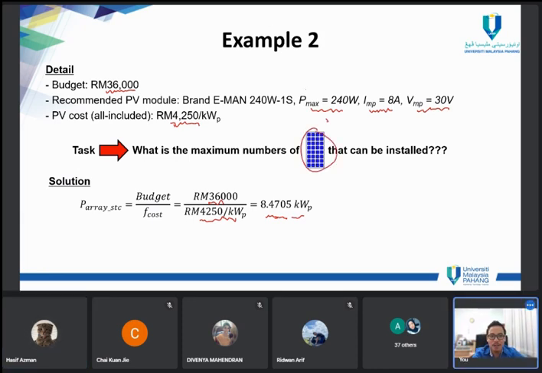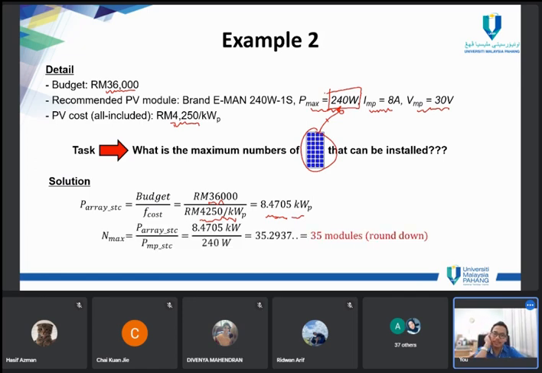So we are going to divide with the 240 watts in order to get the maximum number of modules. So P-array STC over PMP STC. So this is the maximum number of modules. So simply this kilowatt peak over 240 watt. Then you're going to get 35.2937. And then for this case also, it is rounded down.